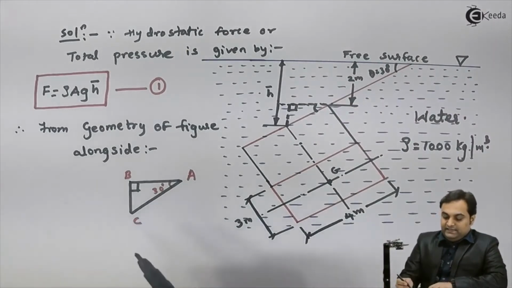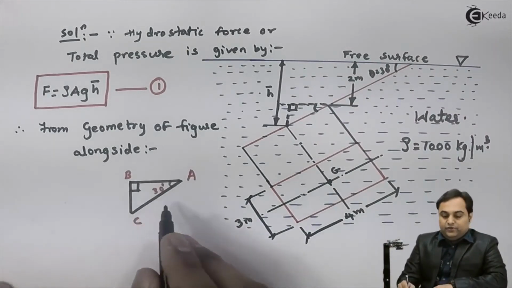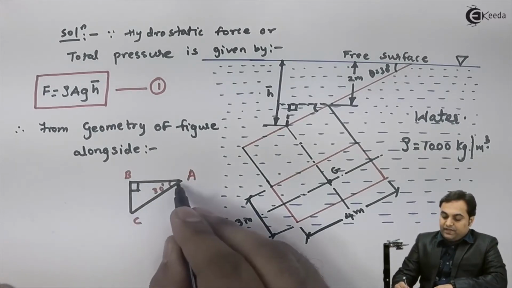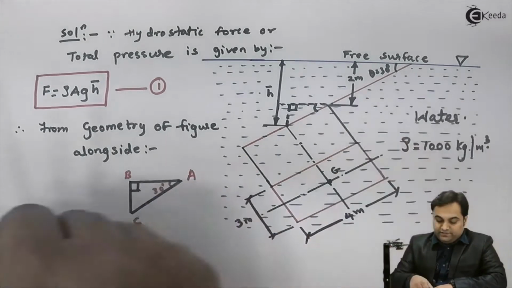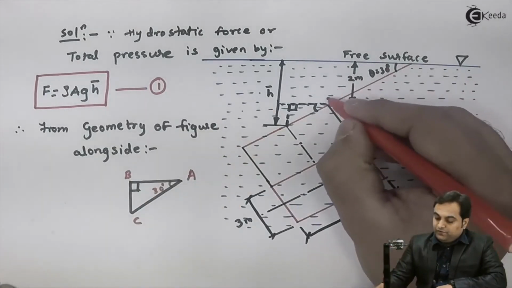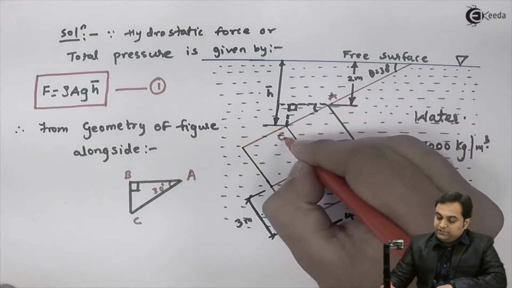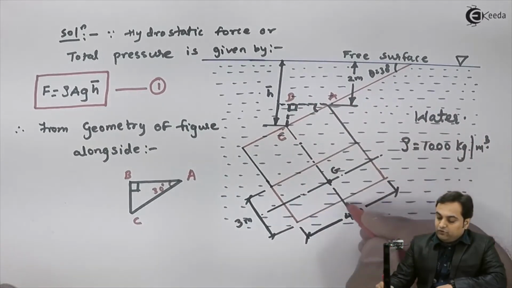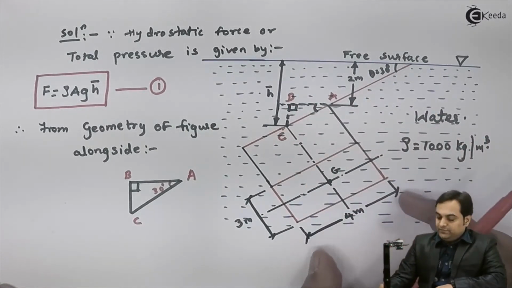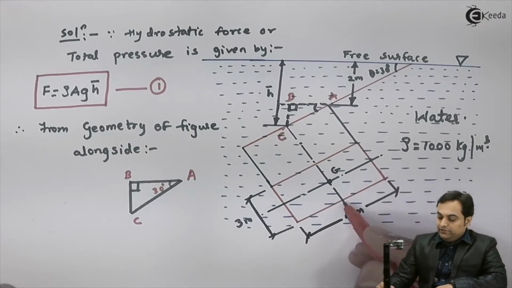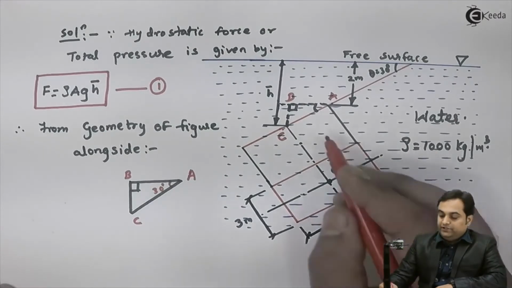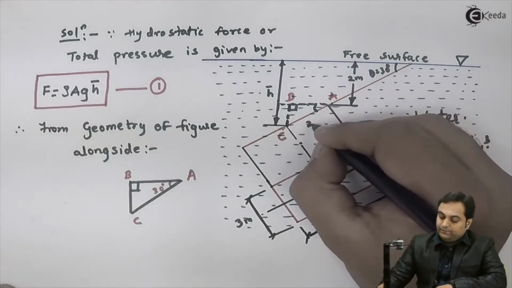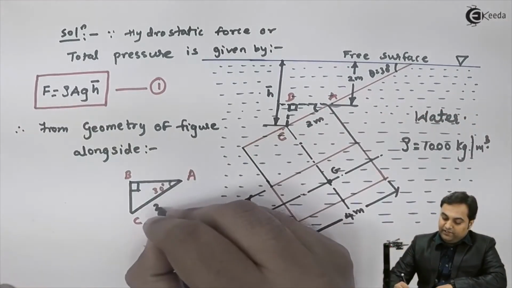So here I'll say that from the geometry of the figure alongside, this is the side opposite to 30 degree, and this AC, the distance from A to C, is exactly half of the depth. Depth is 4 meter, so from here till here it is 2 meter. So this distance of the hypotenuse here is 2 meter, and the same value I'll write it here.